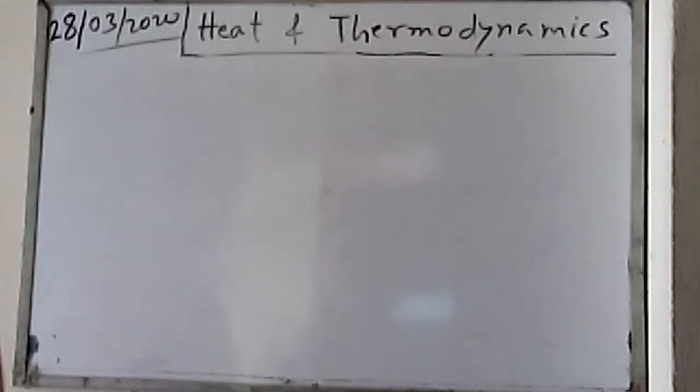Now we start with the topic of entropy. What is entropy? Entropy means disorder in a system. বিশৃঙ্খলা, a system's disorder, disorder of a system.